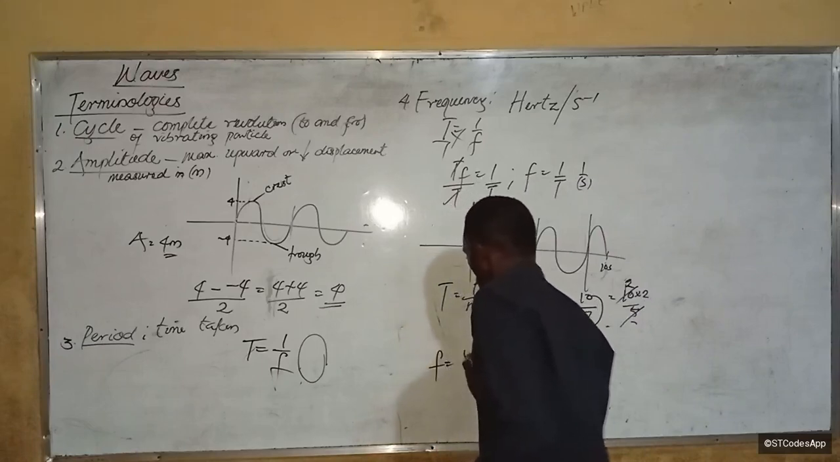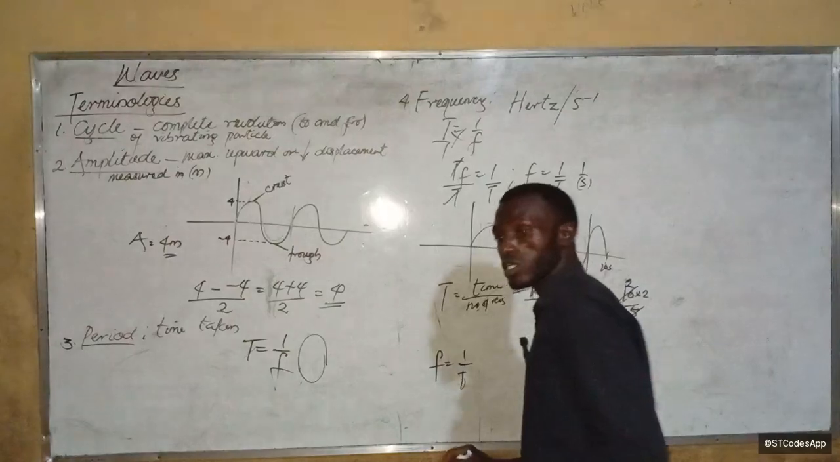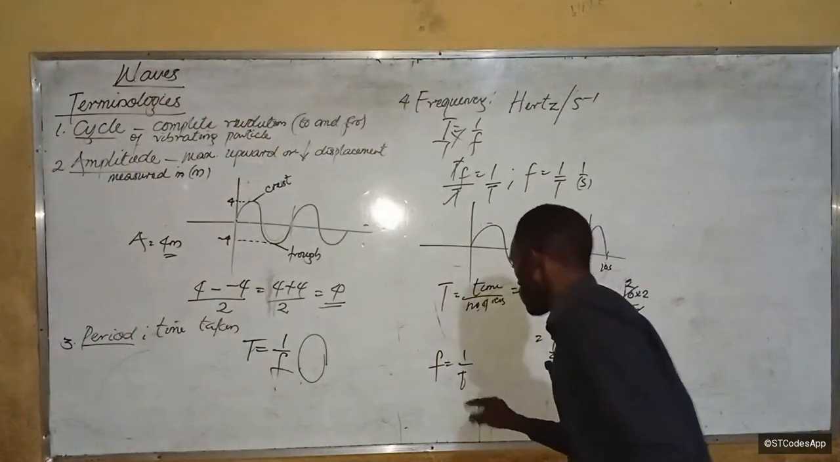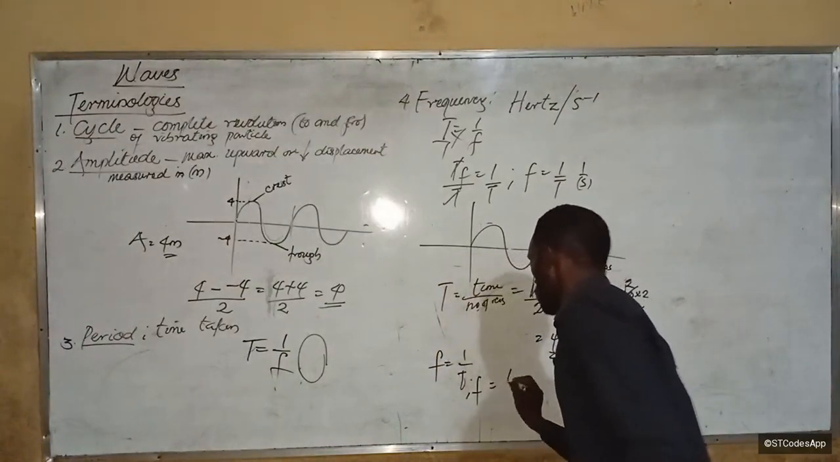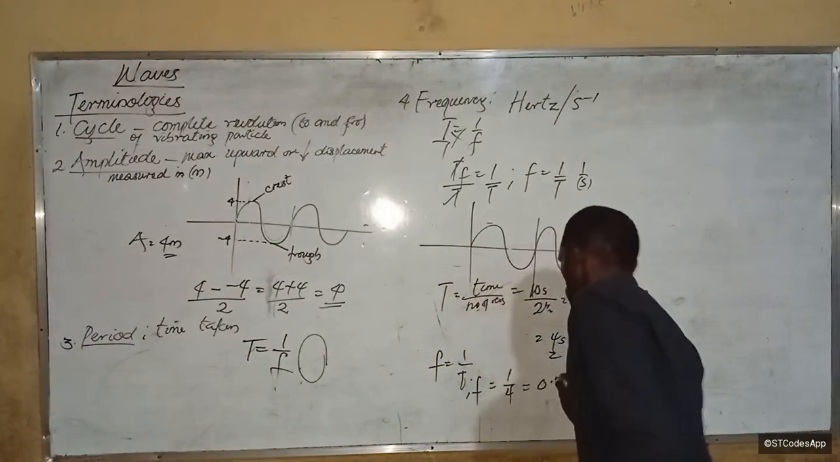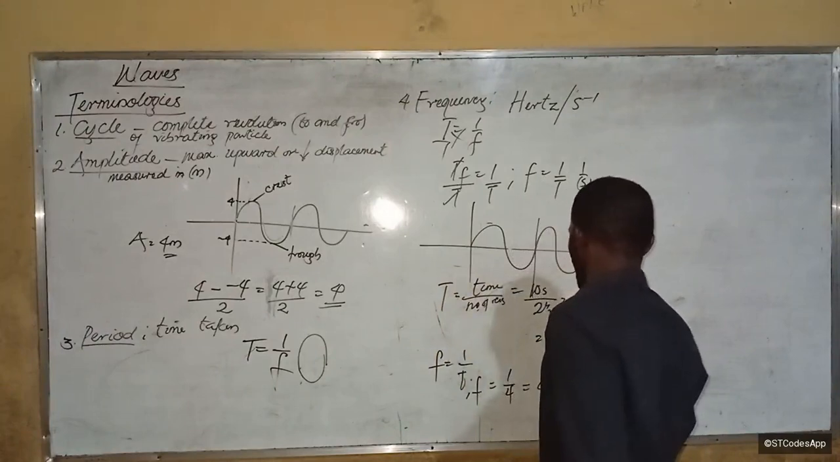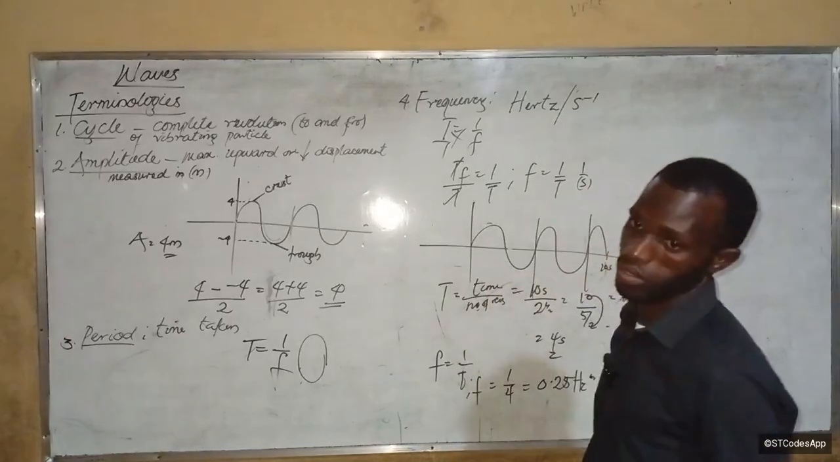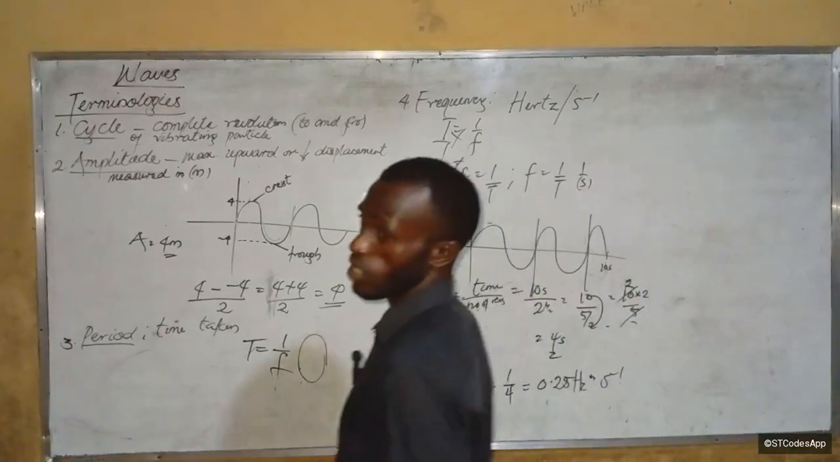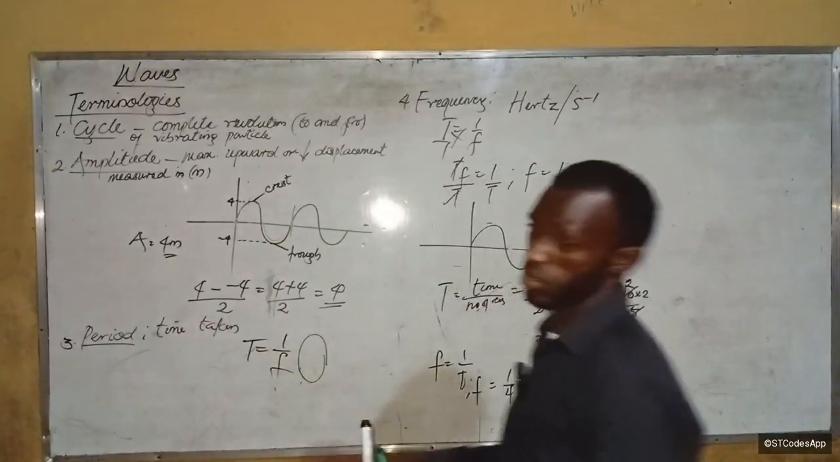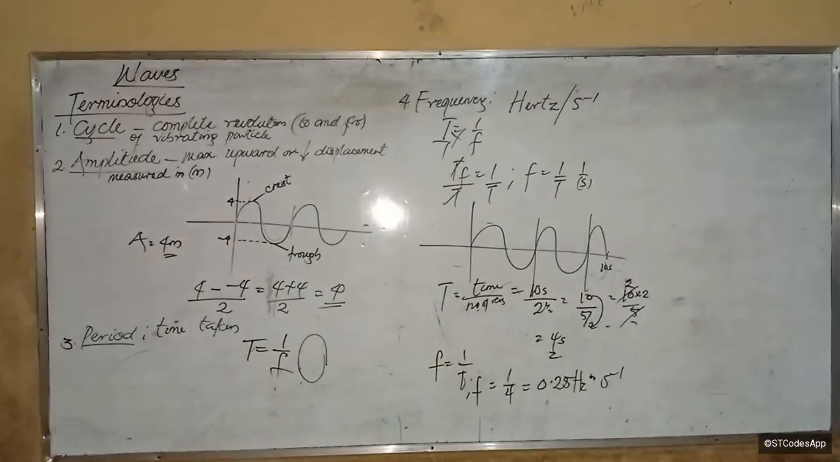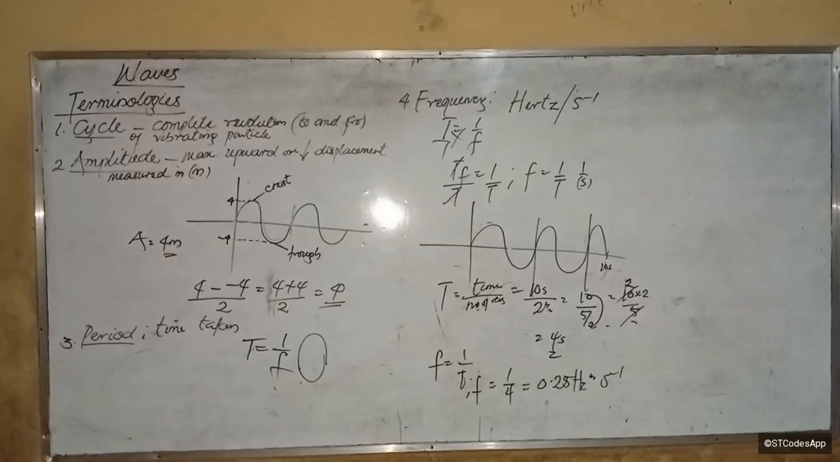But frequency is now 1 over T. Is that okay? So f will equal 1 over 4, which is equal to 0.25 hertz or per second. Is it clear? You may write hertz alone. Alright.